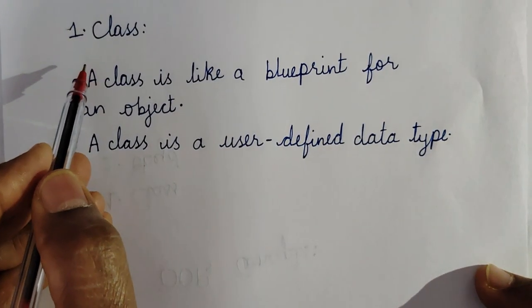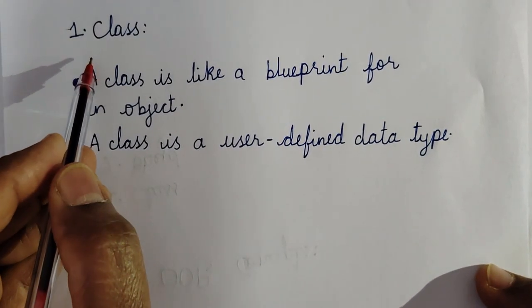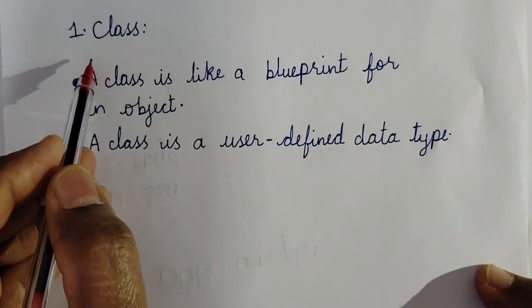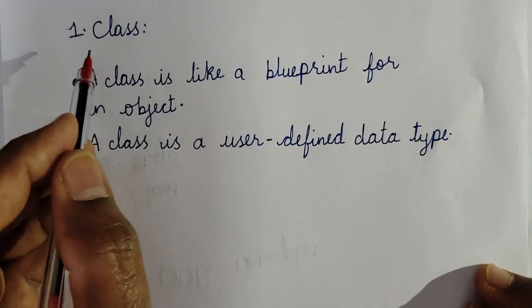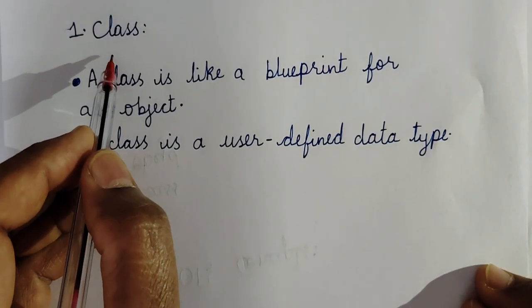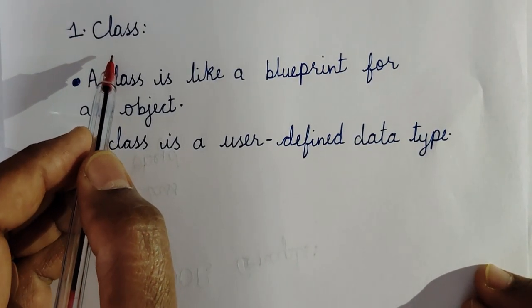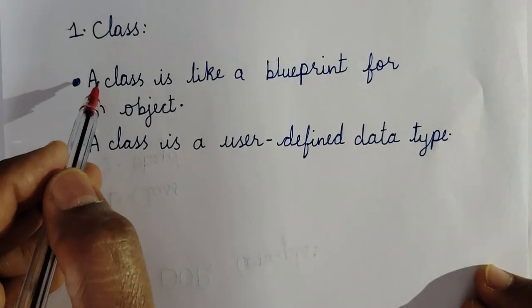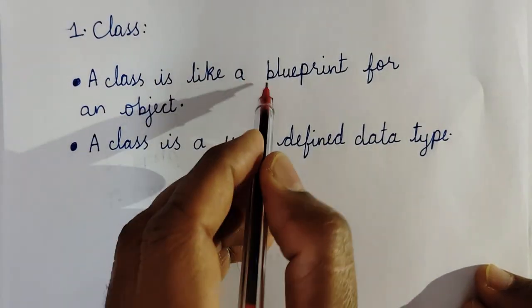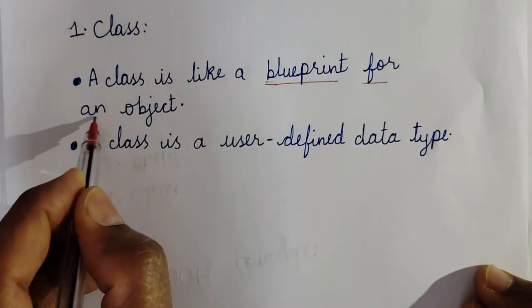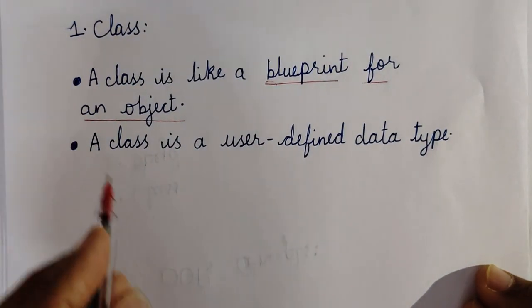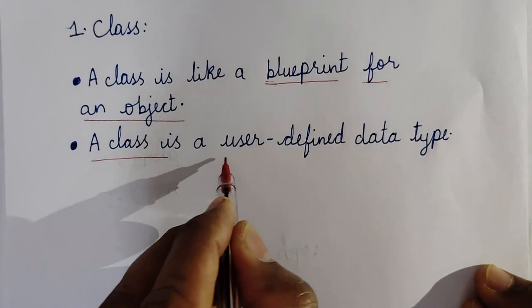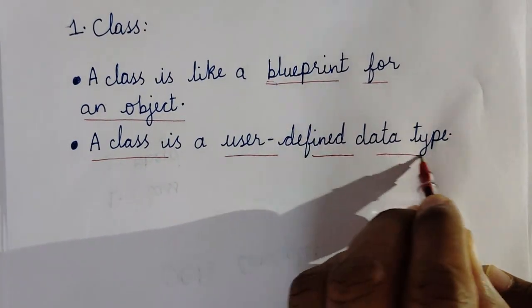Today we are going to study what a class is, with an example, which belongs to object-oriented programming. The class is one of the concepts of object-oriented programming. What is a class? A class is like a blueprint for an object. A class is a user-defined data type.